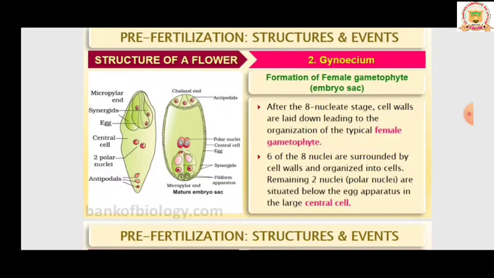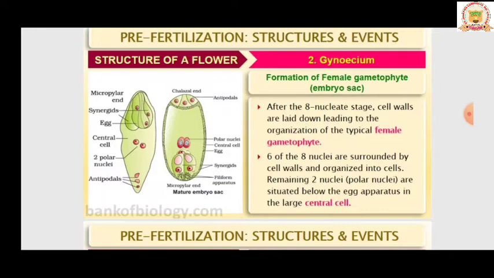You are going to see that after the 8-nucleate stage, it forms a complete female gametophyte. Six of the 8 nuclei are surrounded by cell wall and organized into cells. The remaining 2 nuclei, the polar nuclei, are situated below the egg apparatus in a large central cell. So this is the complete structure of an ovule.